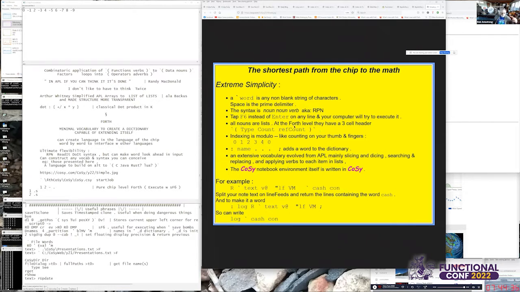And at the Forth level, I'll go over here and get back to where I was. But here, this is very, very useful: indexing is modulo. So it's like 0, 1, 2, 3, 4, 0. And that replaces what is syntax extension, which was talked about in APL and so forth.